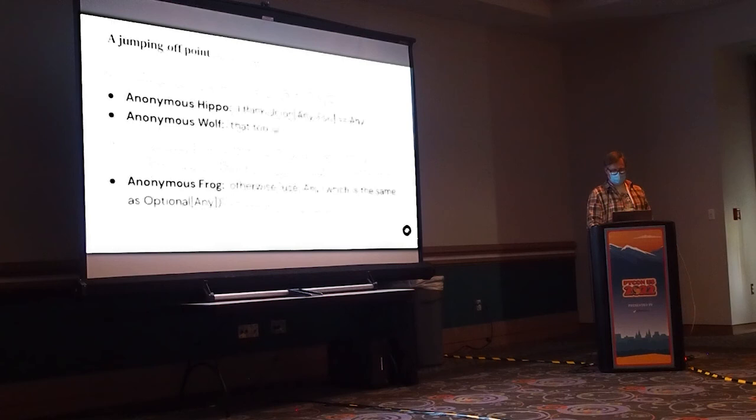As a jumping off point to talk about subtyping, I found a couple of conversations on chat forums that I follow, where people who are experienced Python developers or who understand Python types quite well were talking about typing. Hippo said, I think that the union of Any and Foo is equal to Any. And Wolf, who is actually an implementer of a Python type checker, says that too. And then in a different conversation, Frog said, you should use Any as a type annotation, which is the same as Optional. So I wanted to use that as a jumping off point for what we're going to talk about.